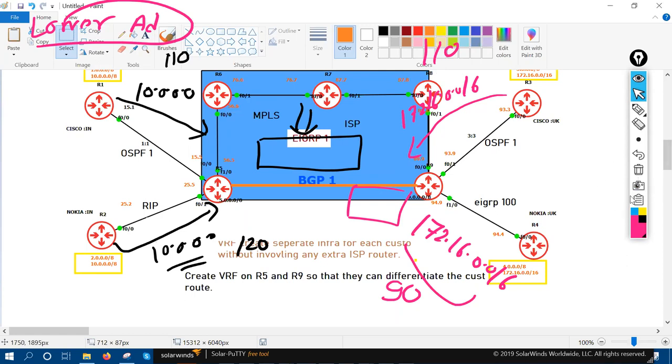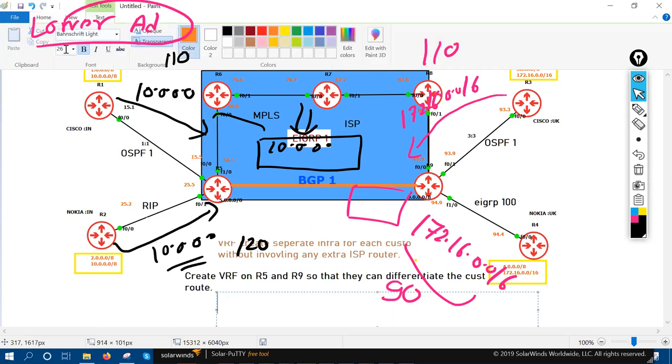Now tell me, if this guy will install this information, like 1.1.10.0, this side, the OSPF side, what about this side route? Am I able to install it? No. Of course, I will not install this information. Why? Because duplication is happening. If the same route is coming from two different routing protocols, the router chooses the lower AD value.